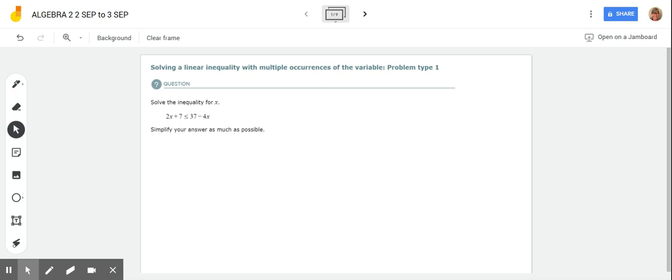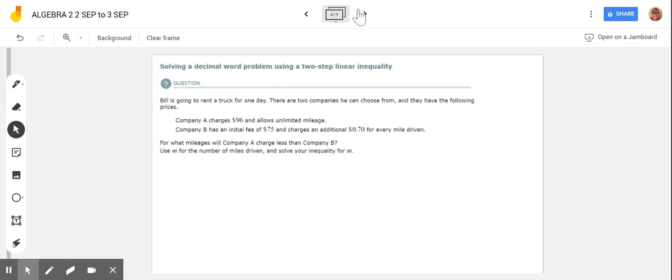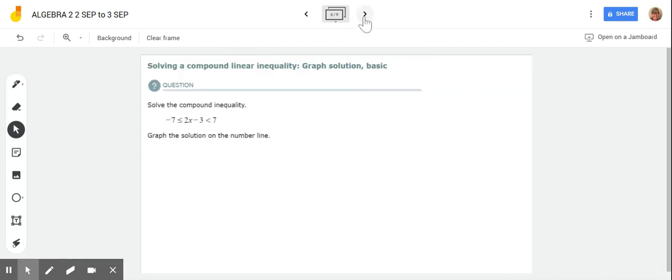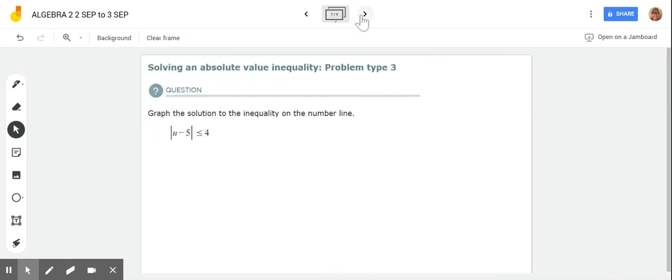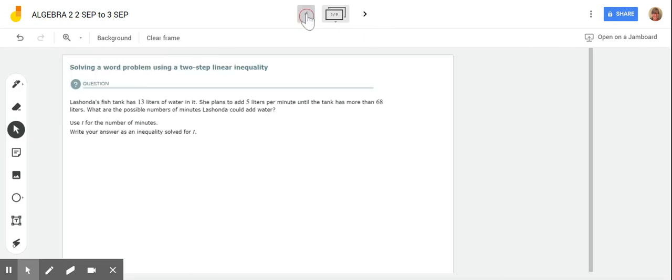Hello, guys. Okay, last day of notes before the review and then the test. So we're continuing inequalities, and we're going to get through most of these, which are all inequalities, and then we're going to get into some inequality absolute values at the end. Okay, so here we go.